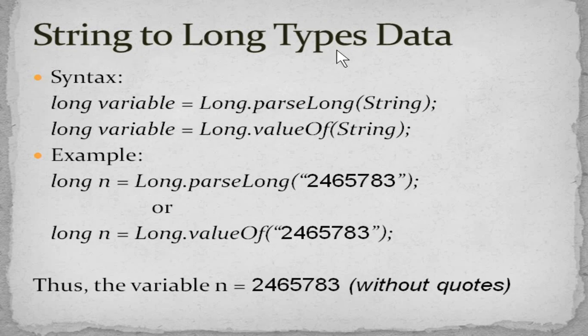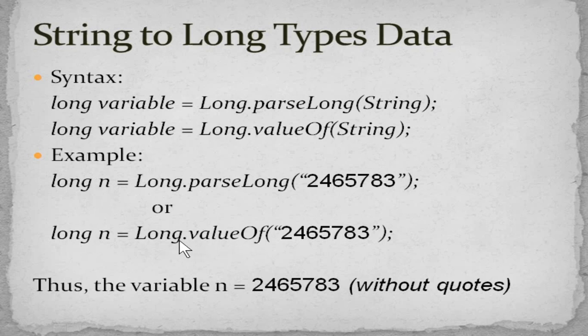Next is string to long type data. You will have the syntax: long variable = Long.parseLong, with the string within brackets. Same as integer, here you replace Integer with Long. Otherwise everything is the same. The same way you can also use the Long.valueOf function to do the same thing. Example: long n = Long.parseLong, within parentheses, within double quotes a number is given. So this number will be converted into a long value and stored in a long variable.